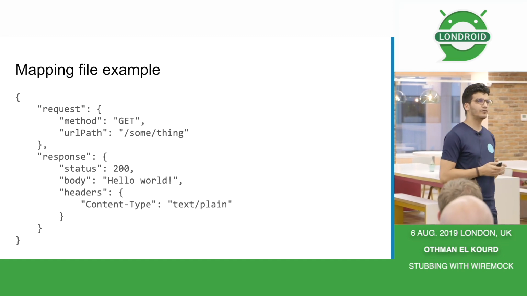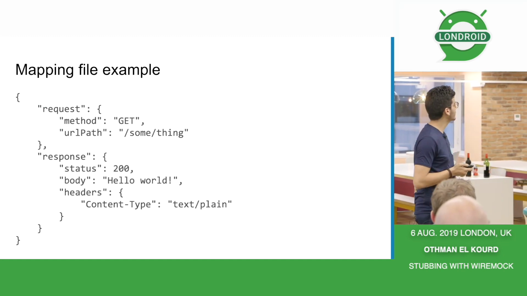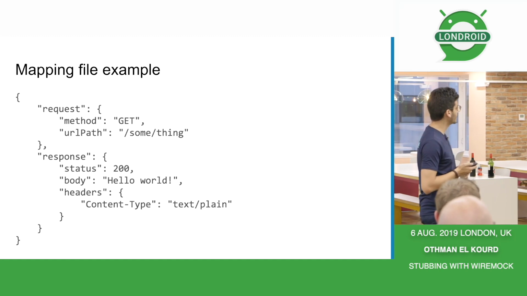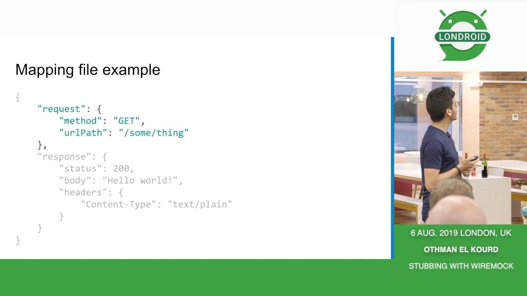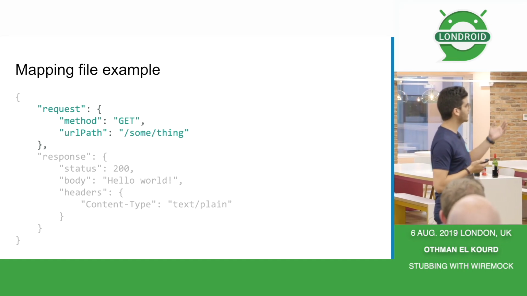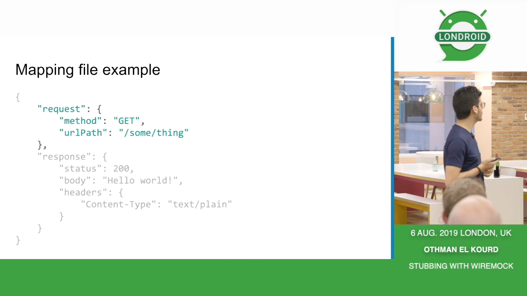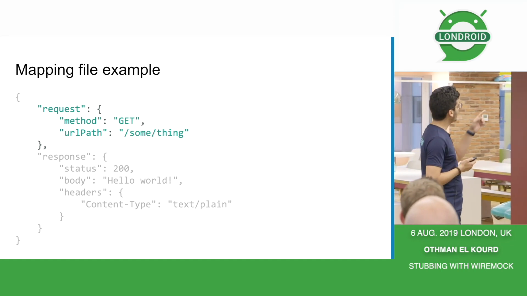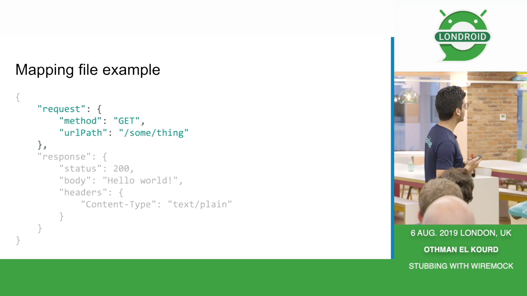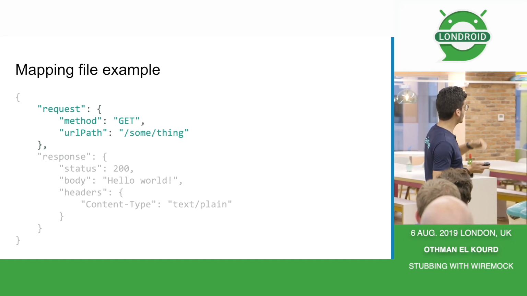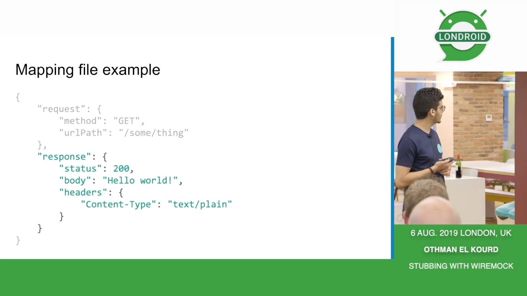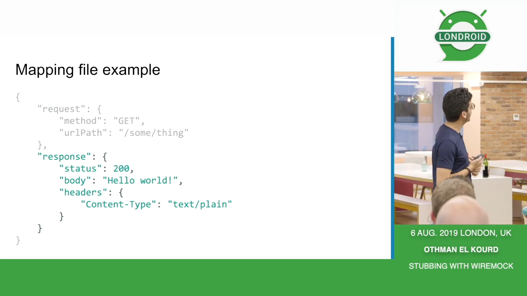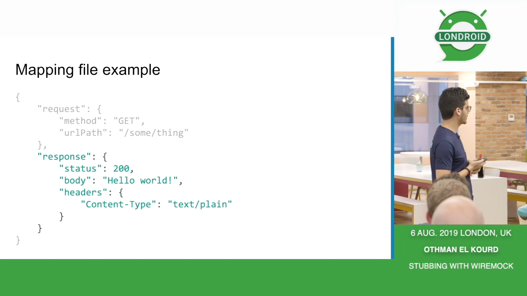This is an example of a mapping file. It's a really straightforward structure. There are two parts. The first one is the request. Here we have the HTTP method, which can be GET, POST, or whatever method you want. And you have the path, which is the URL that WireMock will match with the second part, which is the response. Here we have the HTTP status, the body, and the headers as well.